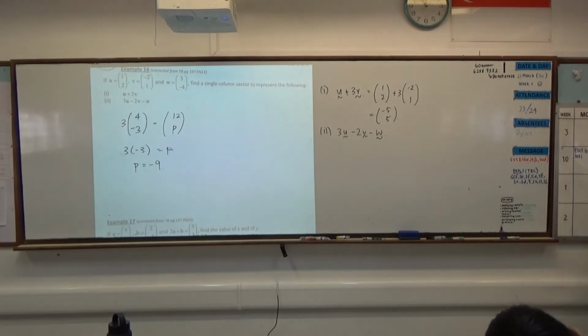You can also very quickly do part 2 to figure out the column vector representative of 3u minus 2v minus w.